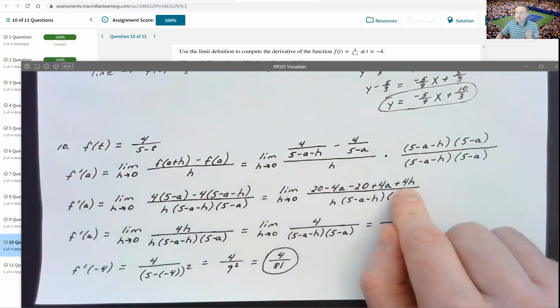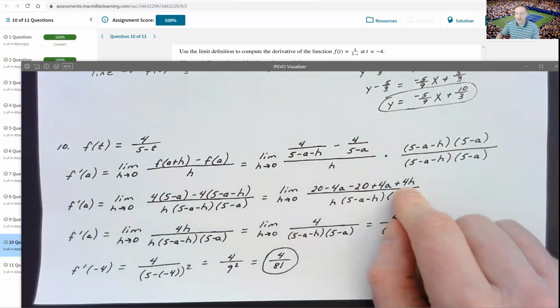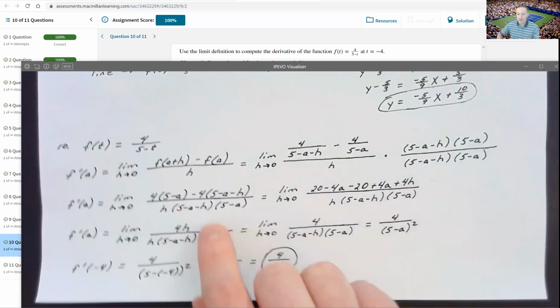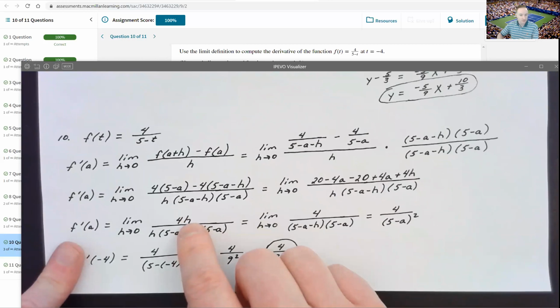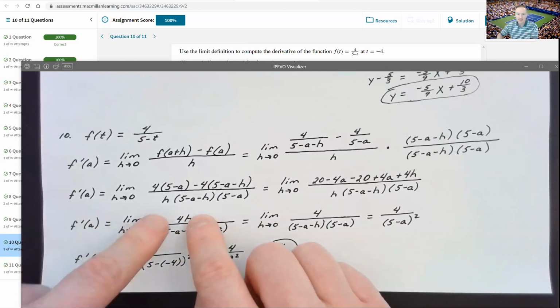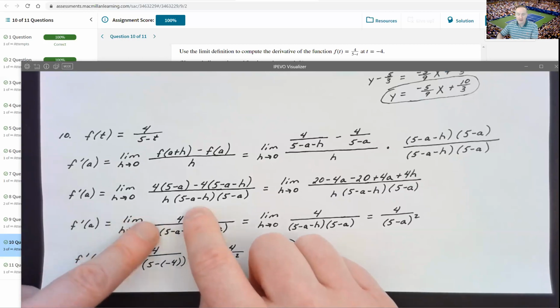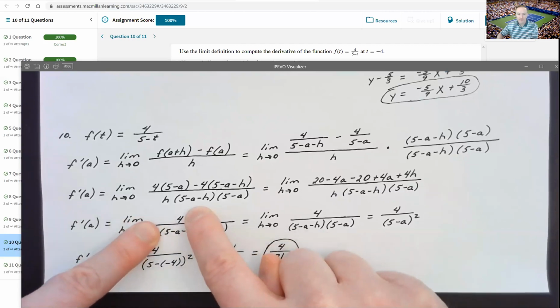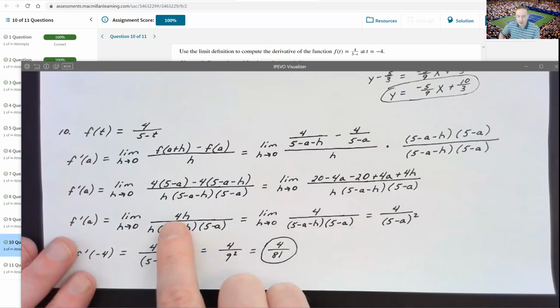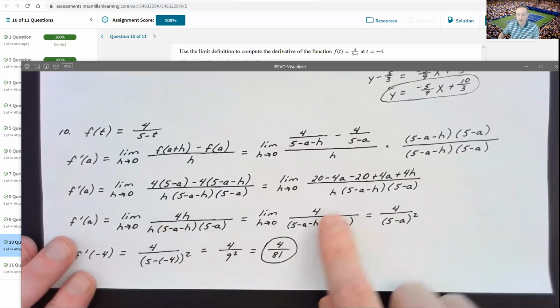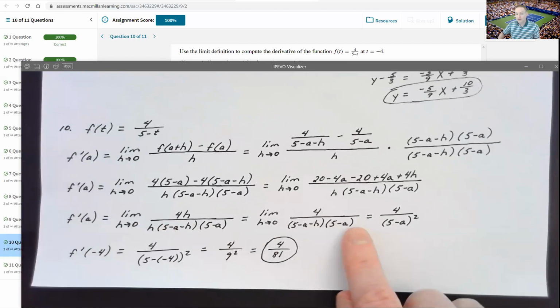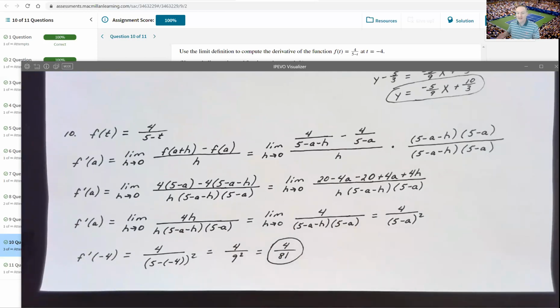And so then you can say the only term remaining in the numerator that didn't cancel out is 4h. Should I be surprised that it has a factor of h? Nope. They always have a factor of h. So you can eliminate h with a denominator, and that's going to leave you with the only term left in the numerator, 4, over those two terms in the denominator, the 5 minus a minus h and the 5 minus a.